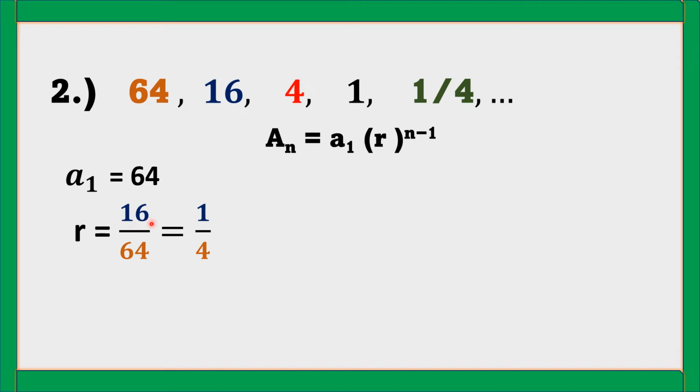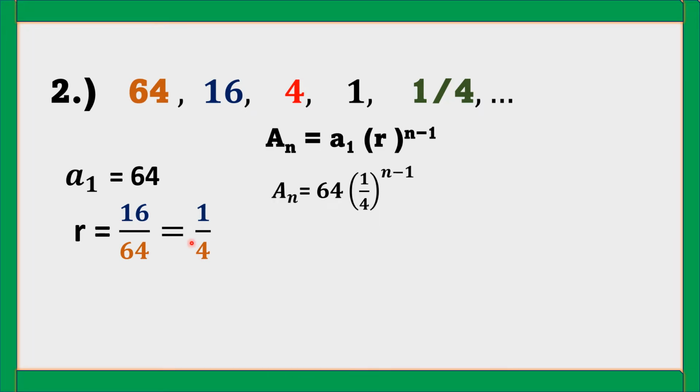Ang kanilang greatest common factor ay 16. So, 16 divided by 16 is 1. 64 divided by 16 is 4. Ayan yung ratio. Pwede rin itong fourth term para mas madali. So, fourth term divided by or all over the third term. Pabalik po. So, 1/4. Ganun pa rin ang ating makukuhang ratio.